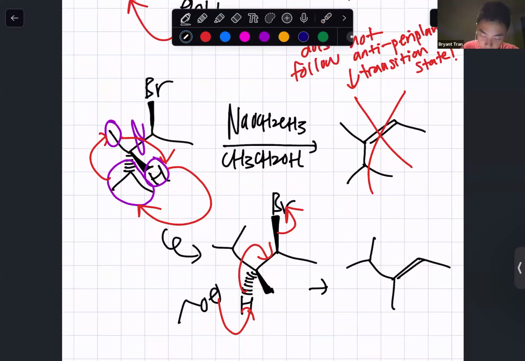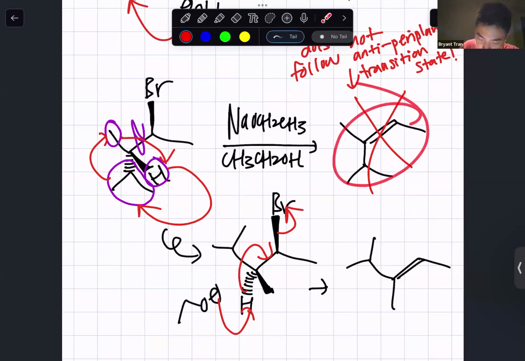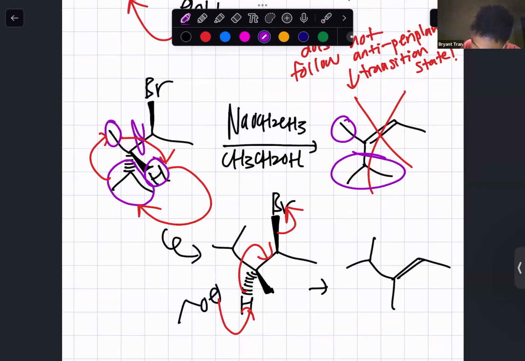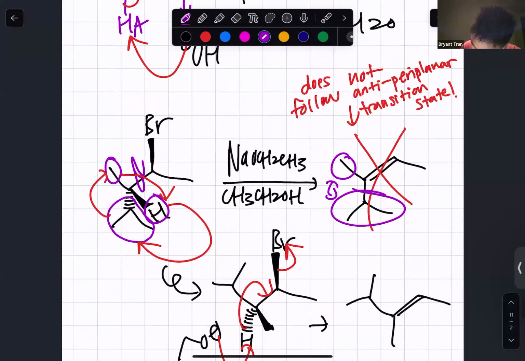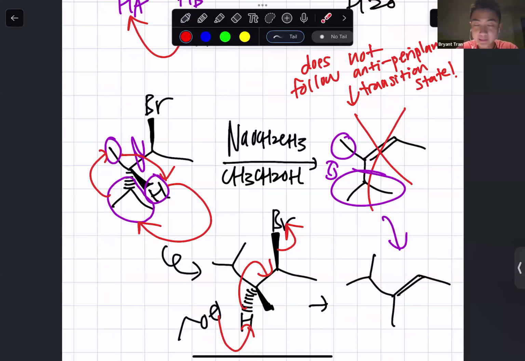A shortcut, if you were looking for a shortcut without doing this rotation stuff, is to do it normally, and then once you do it normally, just flip these two around to get to the right structure like that. That's a shortcut that you could use to get the right product. Any questions on this?